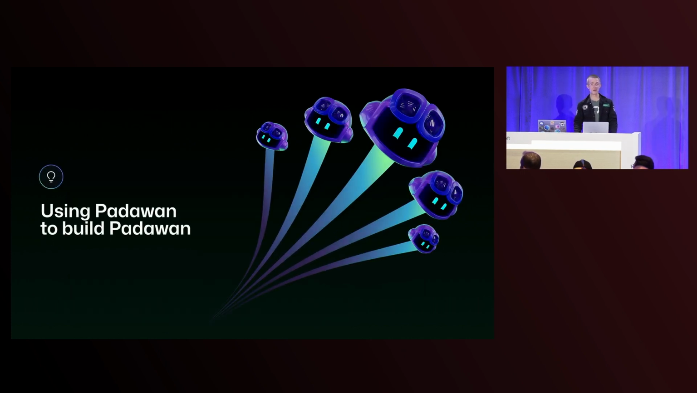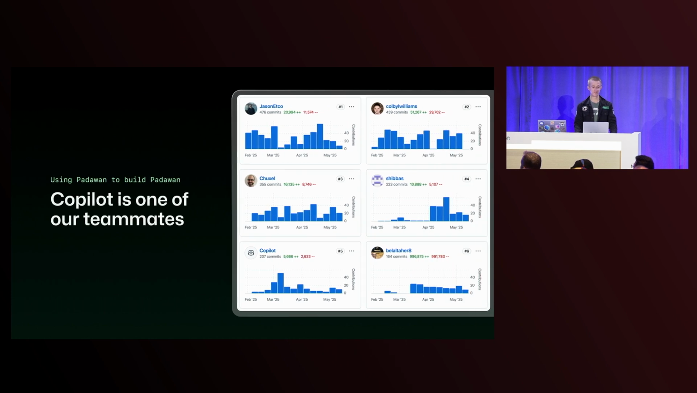Of course, the first thing you want to do is start this testing close to home, and that's why we've actually been using Copilot Coding Agent to build Copilot Coding Agent, or Padawan as we used to call it. It turns out that actually Copilot is the number 5 contributor to our own project. So this is real evidence that this is something we're actually using to build this product. If it's good enough for us, we hope it's good enough for you.